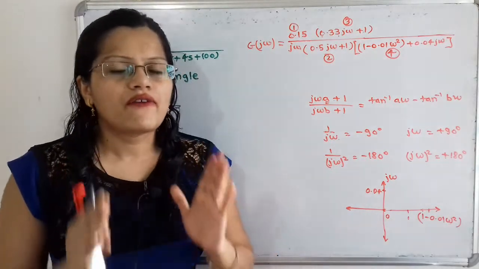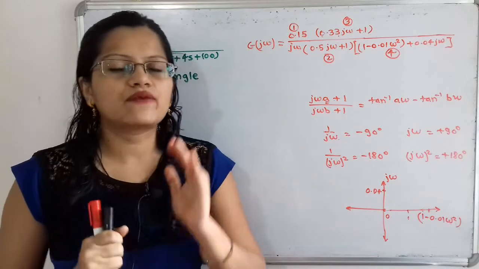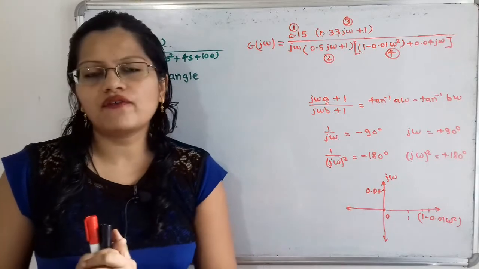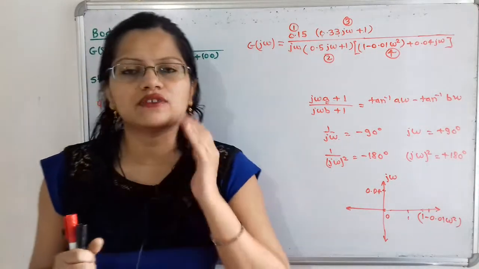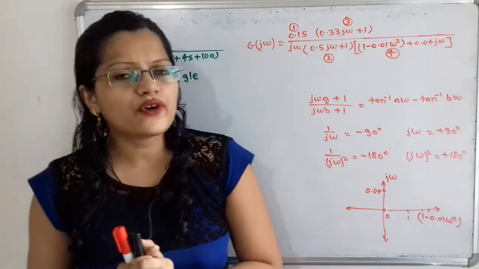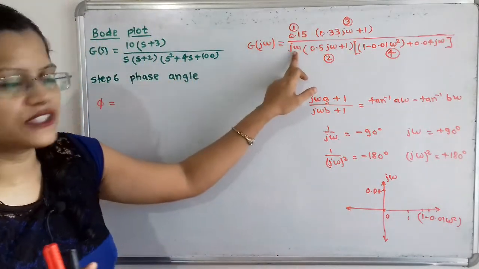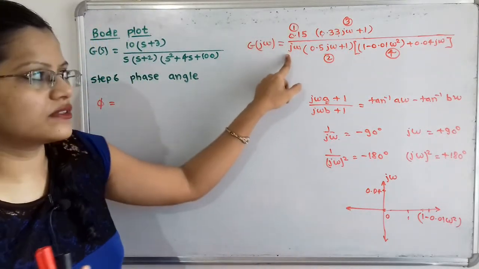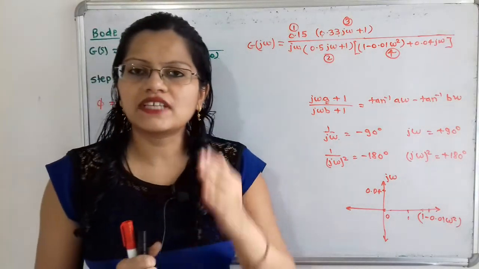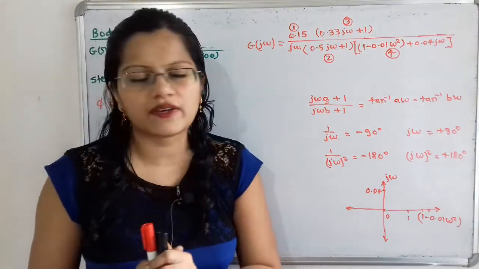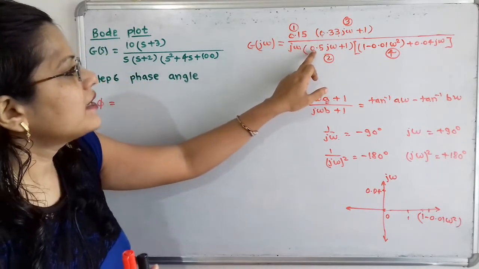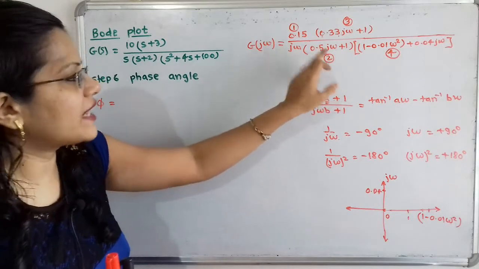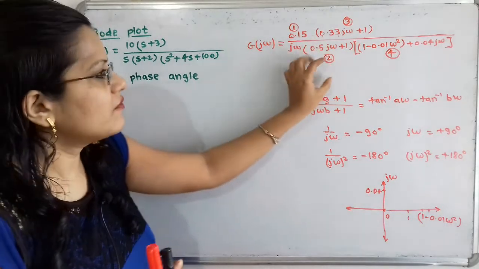Now how do we find the phase angle phi? For that we have to consider the different terms. We take the sequence of terms from the lowest corner frequency to the highest corner frequency. The first term is 0.15 by j omega, which has no corner frequency, so we consider this the first term. The second term, which has the lower corner frequency, corner frequency 2, is 1 divided by 0.5 j omega plus 1. So this is the second term, and we write the phase angle for it.